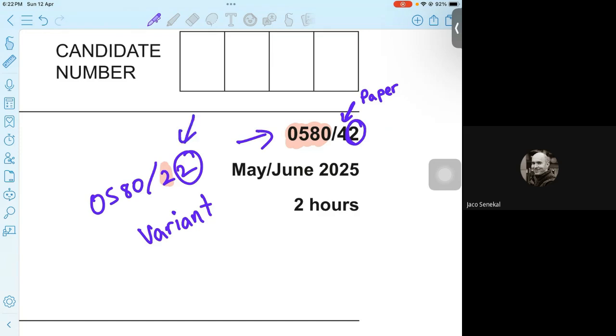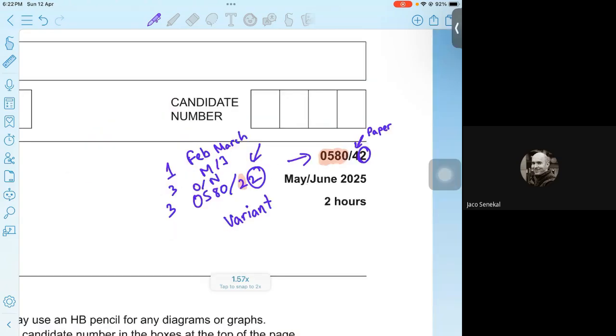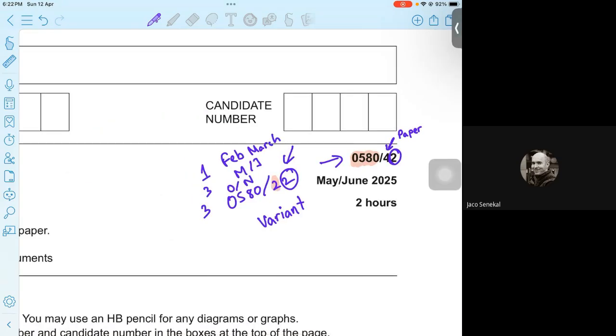So in total, for every single year and every single exam session, you have 7 variants per paper. So you have 1 during February, March. You have 3 during summer, as in May, June. Let's just write MJ. And then you have 3 during October, November. That's basically how Cambridge gives you the papers throughout the year.